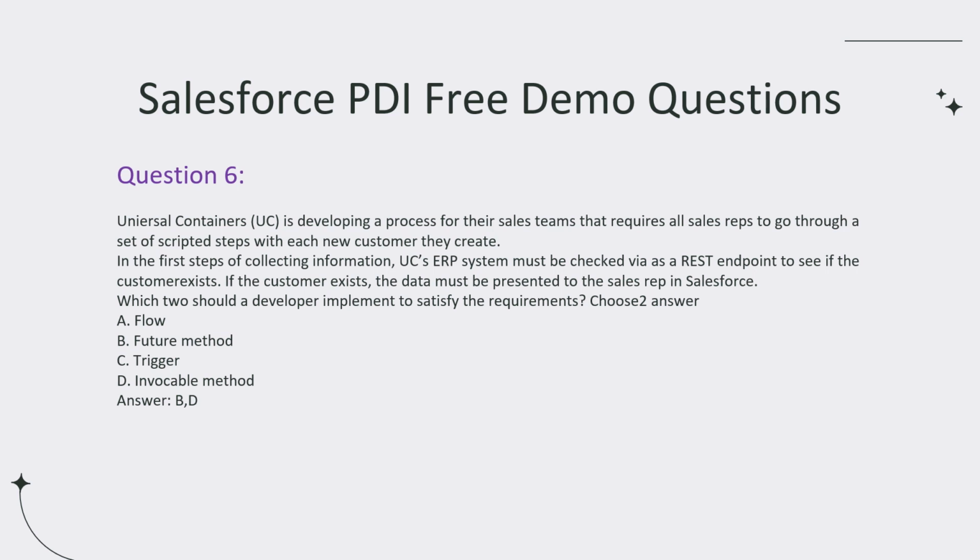6. Universal Containers, UC, is developing a process for their sales teams that requires all sales reps to go through a set of scripted steps with each new customer they create. In the first step of collecting information, UC's ERP system must be checked via a REST endpoint to see if the customer exists. If the customer exists, the data must be presented to the sales representative in Salesforce. Which two should a developer implement to satisfy the requirements? Choose 2. A. Flow. B. Future method. C. Trigger. D. Invocable method. Answer: B, D.